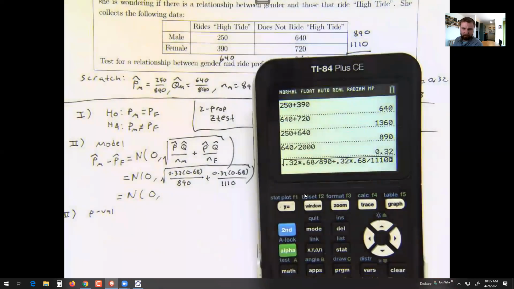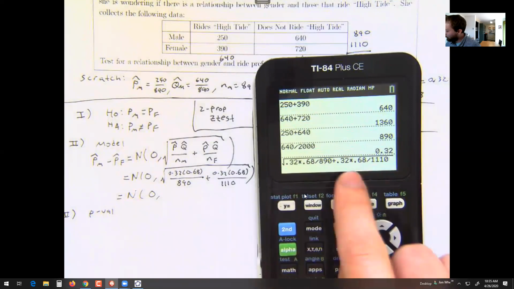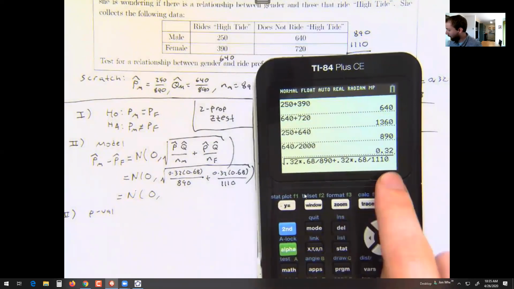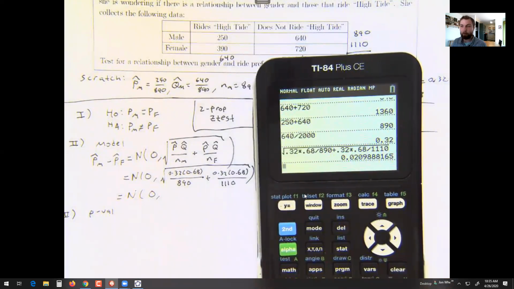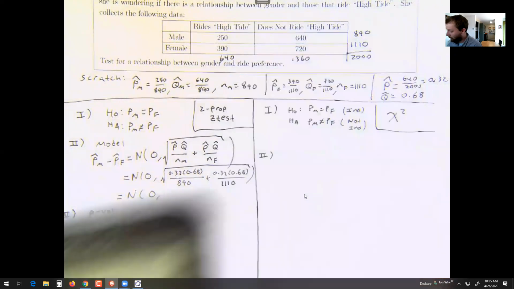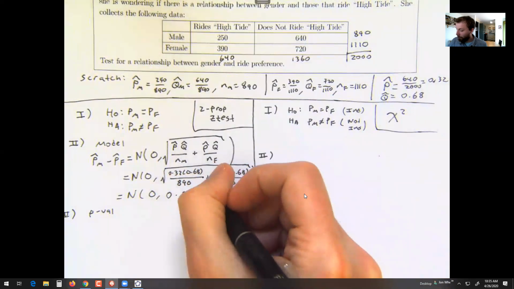So I have the square root of 0.32 times 0.68 over 890, plus 0.32 times 0.68 over 1,110. I'm not going crazy with my parentheses here. Order of operations does a lot of it for me. This gives me 0.021 if I round a little bit.